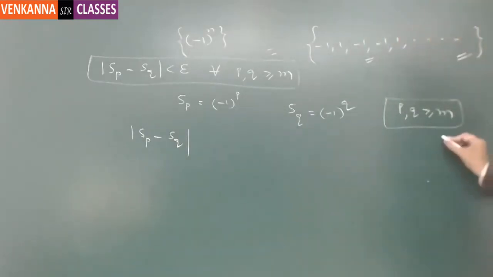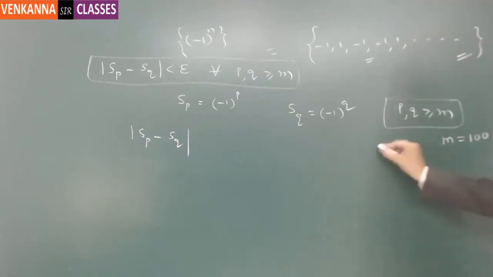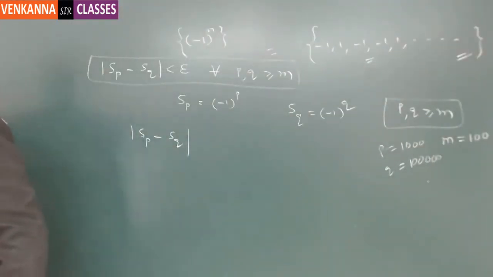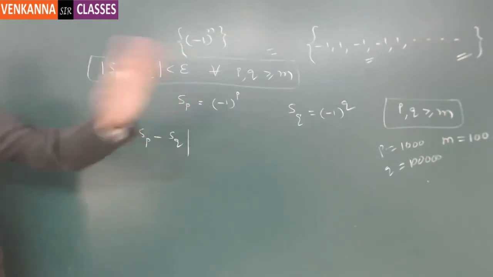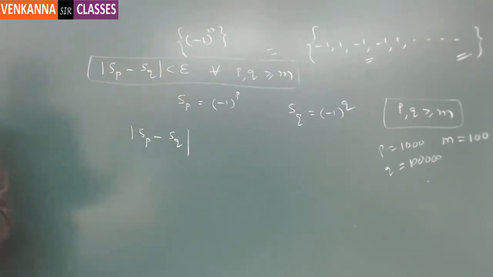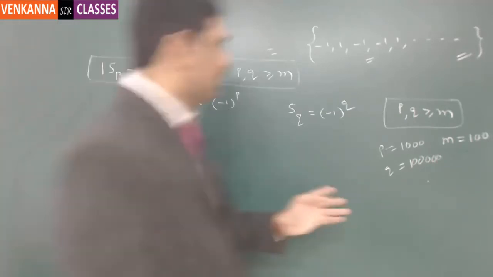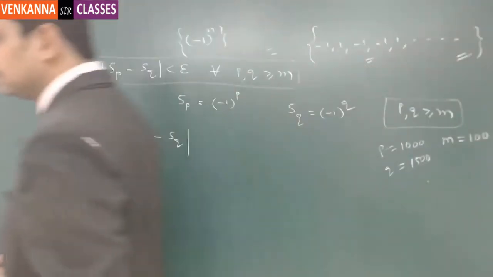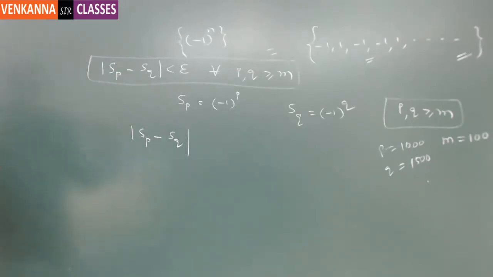Please understand that if I have taken M is equal to 100, you can take P and Q starting from 100, any two term numbers. So you can take P is equal to 1000 and you can take Q is equal to 10,000. That doesn't matter. You are just taking two term numbers which are bigger than M, and you are calculating the difference of those values in the sequence. Does it make sense? So if I have taken P is equal to 1000, I can take Q is equal to 1500. That is also acceptable. I am just taking two term values there.